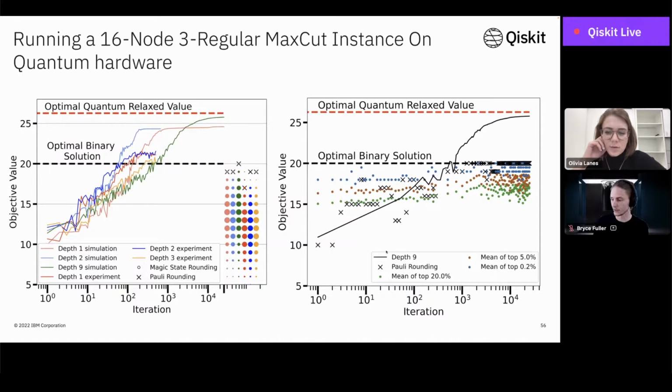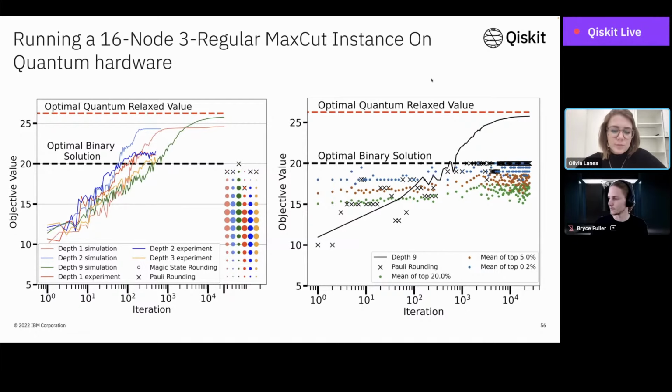Even after, so again, this is a log scale on the x-axis. So even after like 10 iterations, there was a chance of sampling a solution that was very close to the optimal answer. Again, these are small problems for now, but still encouraging. Okay. Thanks for clearing that up.